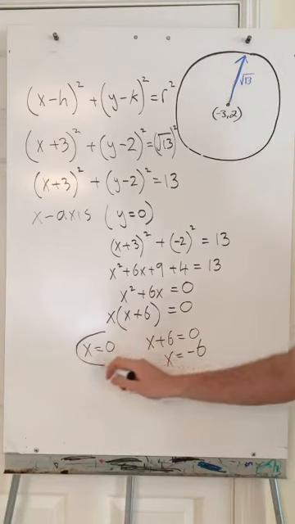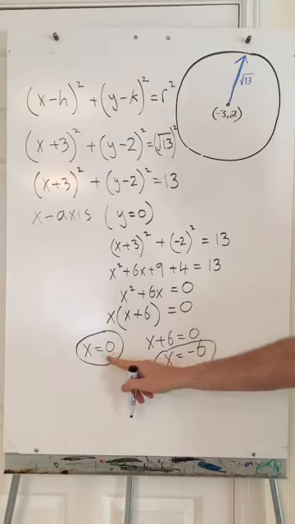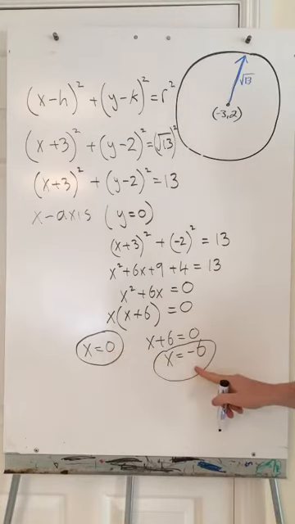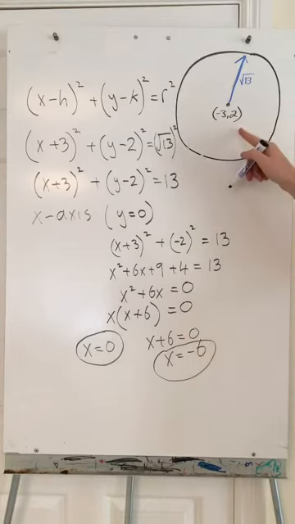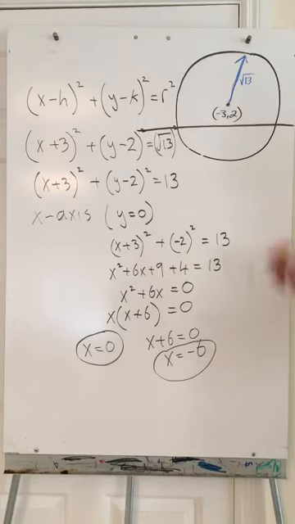So this touches the x-axis in two places. x is equal to 0 and x is equal to minus 6. And that actually makes sense if you think about it, because if you have a circle and if you had the x-axis coming along here, it does make sense that the circle would touch the x-axis twice.